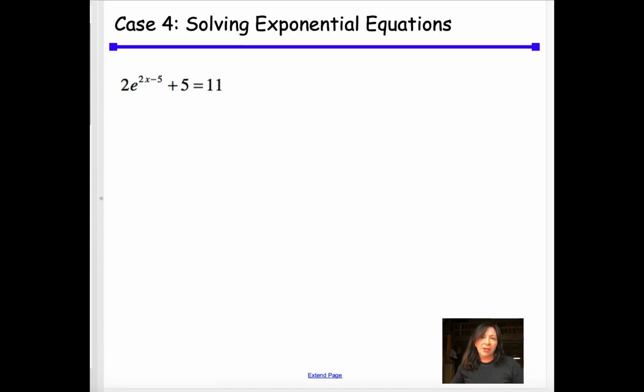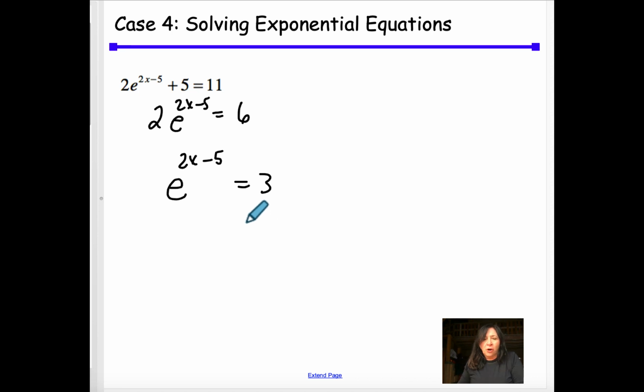For this problem here, what I would do is first I'm going to subtract 5. So in getting that, I'm going to get 6 is equal to 2e to the 2x minus 5. And then I'm going to divide by 2. So I'm going to get e to the 2x minus 5 is equal to 3. Because what these problems are sort of like, you're unraveling things, right? And so you just have to peel off the layers one by one, ultimately getting to the x so you can solve for x.